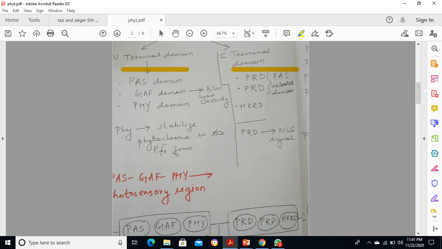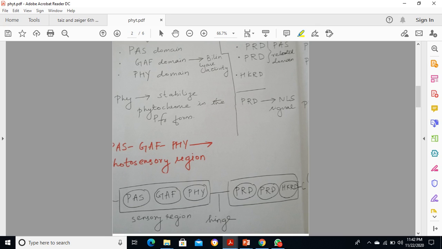So the PAS domain doesn't have much role, or it is not yet discovered, and the GAF domain contains a bilin lyase domain. Through this GAF domain, phytochromobilin binds. You know that phytochromobilin is a non-protein part, isn't it? So it has to be attached to the protein part. In the N-terminal there is a GAF domain. Through this bilin lyase activity, the phytochromobilin gets attached. Through which linkage? Yeah, thioether linkage. Then the PHY domain stabilizes phytochrome in the active PFR form.